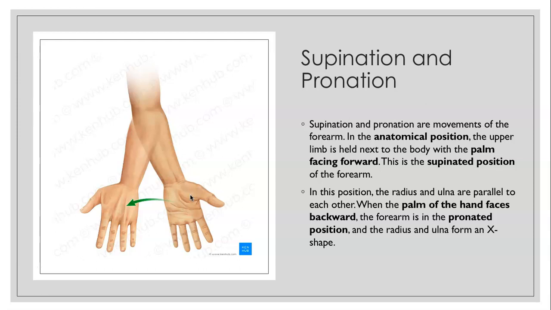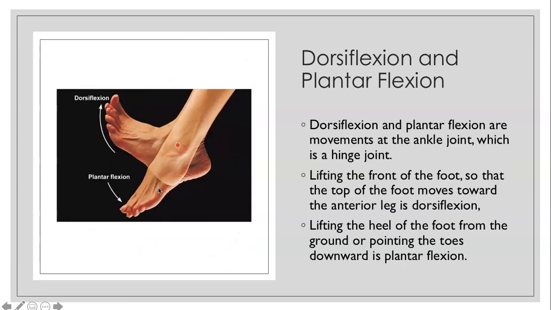In a supinated position, the radius and ulna are parallel to each other. And then in the pronated position, the radius and ulna actually form an X shape. And so that's just an interesting thing to think about when you have talked about the bones in a little bit of the previous chapters. But supination and pronation is just the movement of the forearm. Okay, the next is dorsiflexion and plantar flexion, which are movements at the ankle joint, which is a hinge joint.